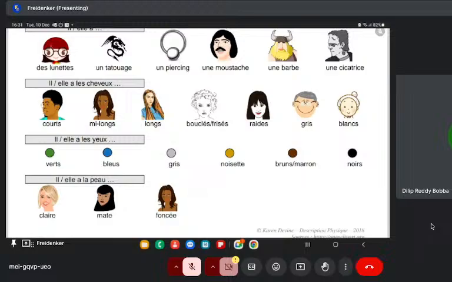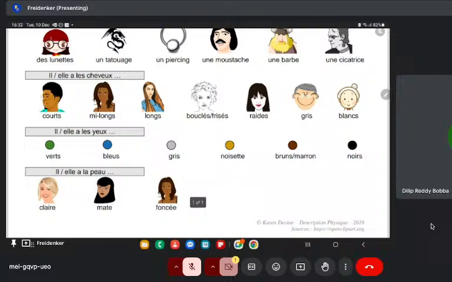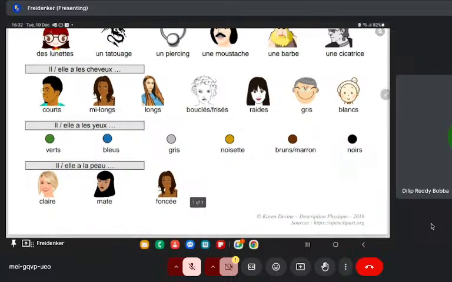Long is long. Bouclé, frisé, so curly hair basically. And raide is straight hair, so she has straight hair. Gris is gray, so gray hair. Cheveux is hair here, so after cheveux, I'm writing court. Les cheveux courts, les cheveux mi-longs, les cheveux longs, les cheveux bouclés or les cheveux frisés, les cheveux raides, les cheveux gris, so gray hair, les cheveux blancs, white hair.